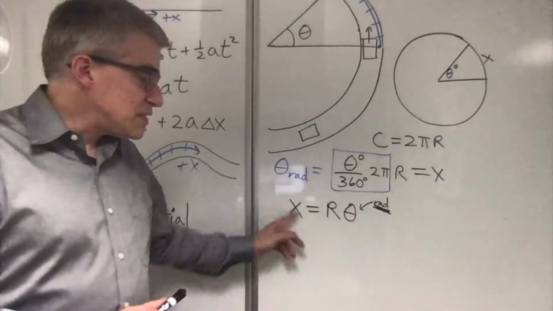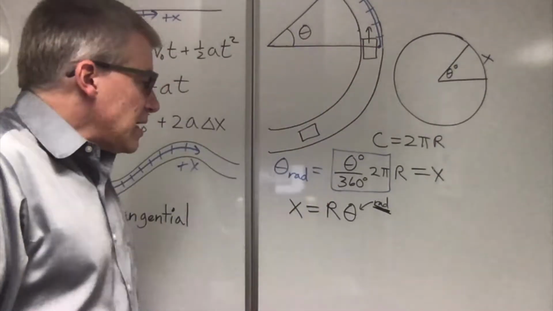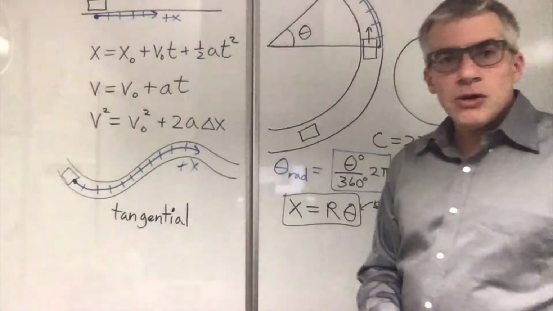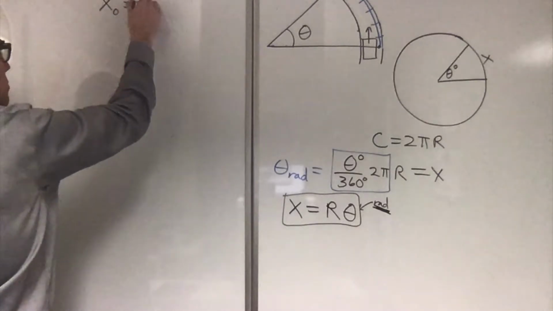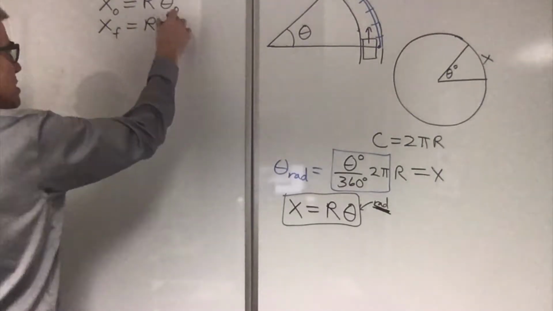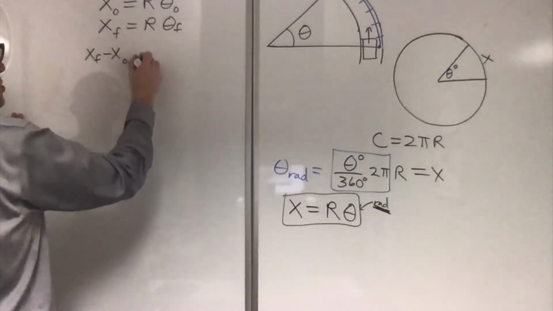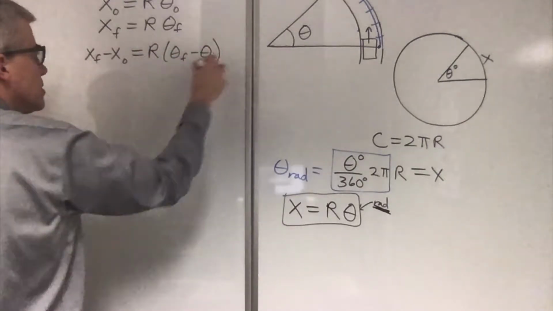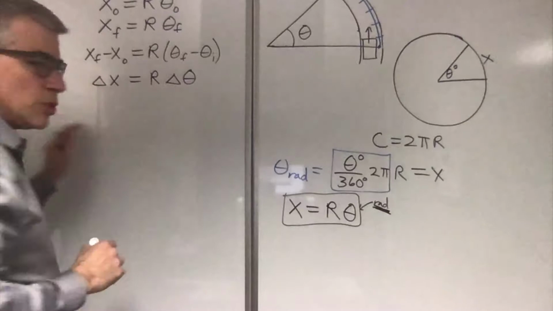So that's important. You may have seen it in a geometry class many years ago, but there it is, derived. I thought that would make more sense. So this is our starting point, x equals r theta. What can we do with that? Well, we can start with x initial equals r times theta initial. x final equals r times theta final. We could subtract them and say x final minus x initial equals r times (theta final minus theta initial). And we could call that delta x equals r delta theta. No big surprise there.